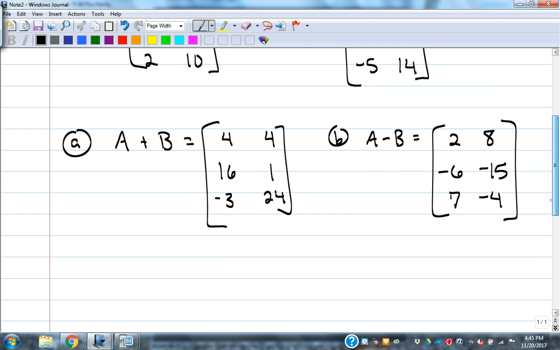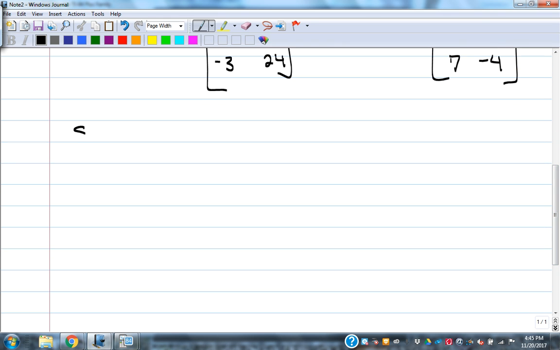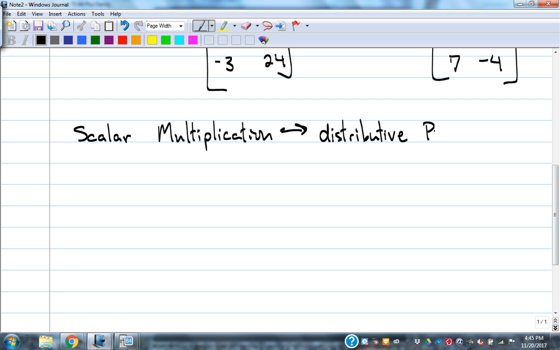Next thing in matrix algebra is this thing called scalar multiplication. Scalar multiplication, fancy word for distribute. Kind of like the distributive property. The only thing is it's not distributing across addition or subtraction. It's distributing a number across a matrix. That's the only difference.